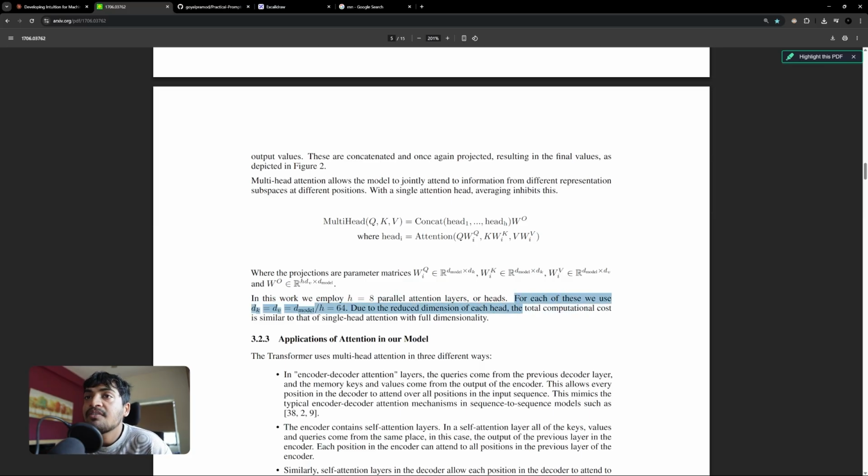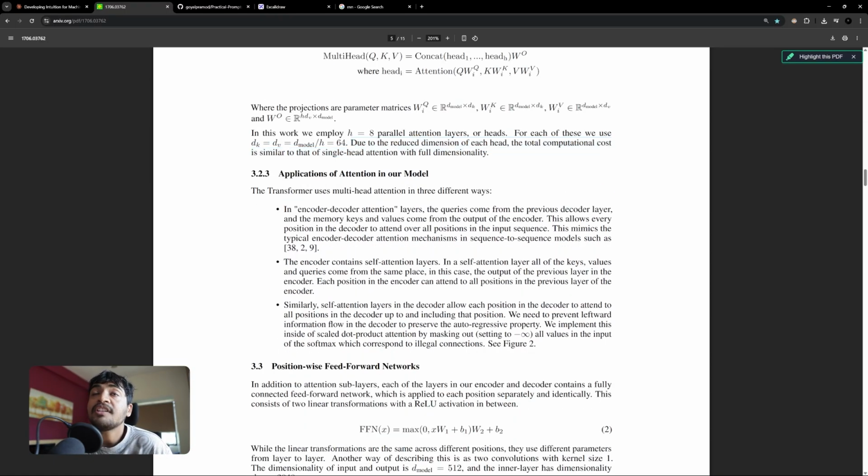For each of these, we use dk equal to dv equal to d model by h equal to 64. Due to reduced dimension of each head, the total computation cost is similar to that of a single head attention with full dimensionality. So what they are basically trying to say is that we started with 512, right? So 512 divided by 8 is equal to 64, and that is what they figured out. So it is computationally the same as doing a single head attention, but by manipulating it like this, you are able to get a lot of different representations that you couldn't get earlier.